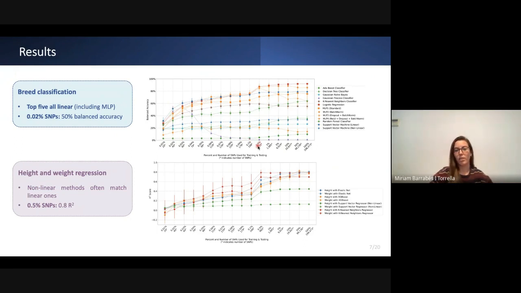And using more than 0.5% of the SNPs doesn't seem to improve. And the same can be seen for the height and weight regression tasks. But in this case, nonlinear methods often match linear ones. In fact, the best model is the nearest neighbors for few SNPs, which is nonlinear. And we can see that with only 0.5% of our data, we already get a balanced accuracy of 0.8.